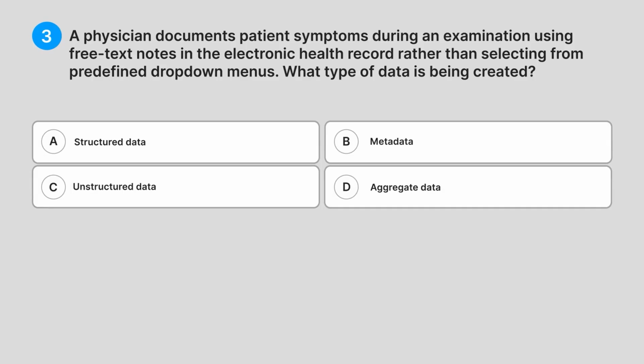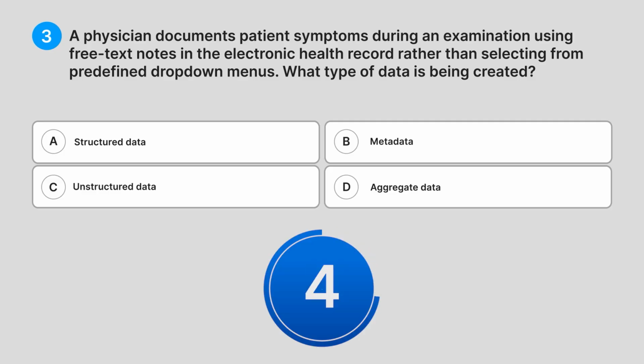3. A physician documents patient symptoms during an examination using free text notes in the electronic health record rather than selecting from predefined drop-down menus. What type of data is being created? A. Structured data. B. Metadata. C. Unstructured data. D. Aggregate data. Can you guess the answer?